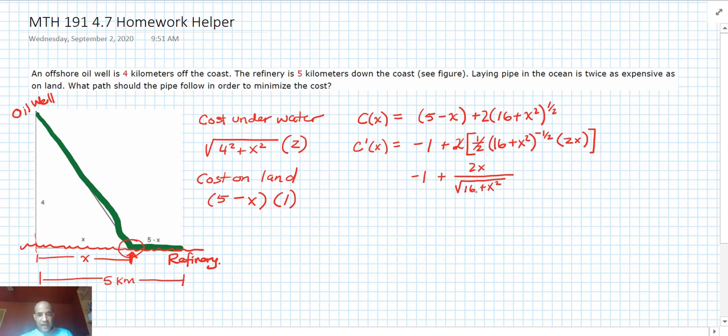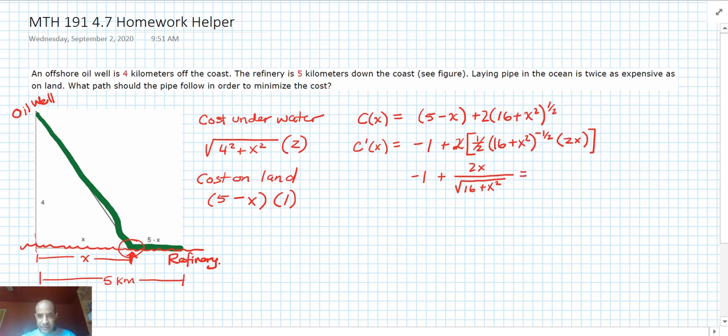Where is this function undefined? Well, keep in mind, anytime you have a denominator, you think about what x values will make that denominator 0, but that will never happen here. There's no way to make this denominator 0 because x squared is going to be positive for sure, no matter what real number we put in, and we're adding 16 to it. So there's no way to make that equal to 0. We also want to worry about taking square roots of negative numbers, but again, 16 plus x squared has to be positive. So no worries there. We don't have to worry about where this derivative is going to be undefined.